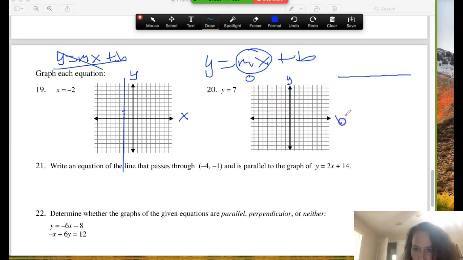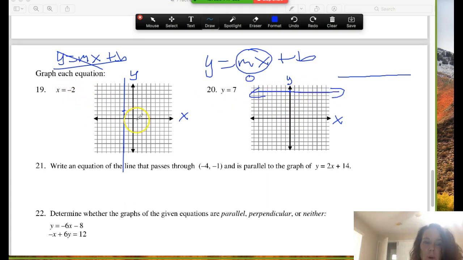Here's your y, here's your x. Go on the y-axis to where y is 7: 1, 2, 3, 4, 5, 6, 7. Y is always 7. X could be 1, y is 7. X could be 2, y is 7. Y is always 7. This is where y is always 7, right here.